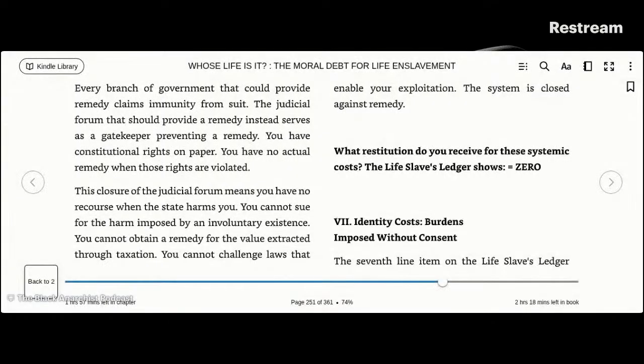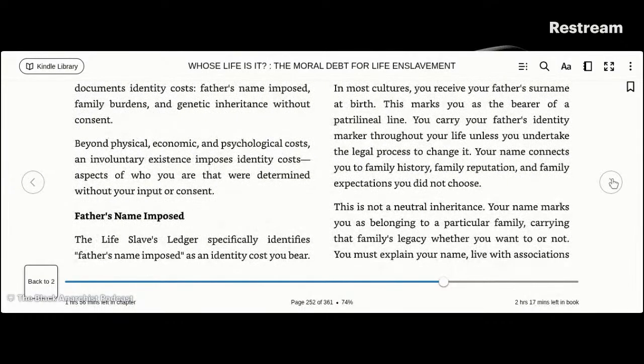Identity costs, burdens imposed without consent. The seventh line on the Life Slaves Ledger documents identity costs. Father's name imposed, family burdens, and genetic inheritance without consent. Beyond physical, economic, and psychological costs, an involuntary existence imposes identity costs, aspects of who you are that were determined without your input or consent.